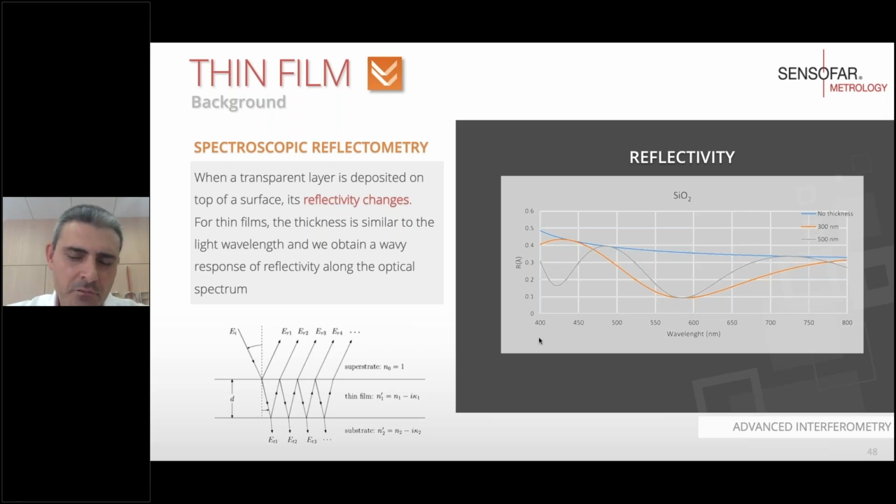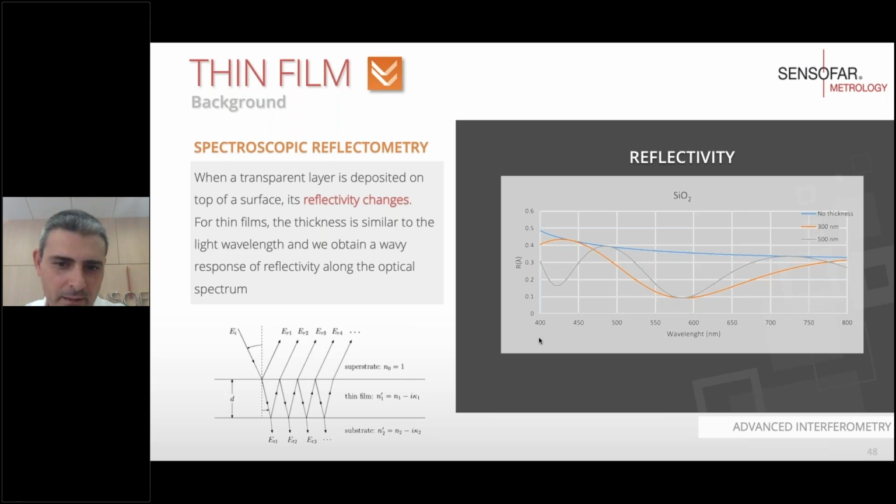What we see here is that if there is no thickness, that is the blue line, there is only reflection, and because there is only reflection, there is no interference between multiple reflections. If we apply a 300 nanometer silicon oxide layer on top of that silicon, there will be a change in the interference state depending on the wavelength we are using. This is because the refraction index of this transparent material is not constant along the wavelength, but is changing.